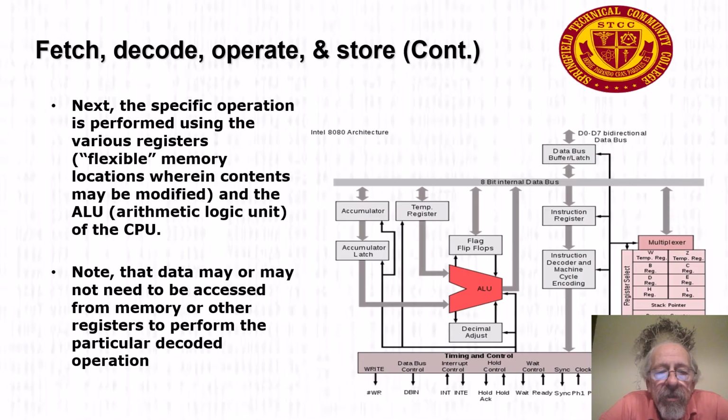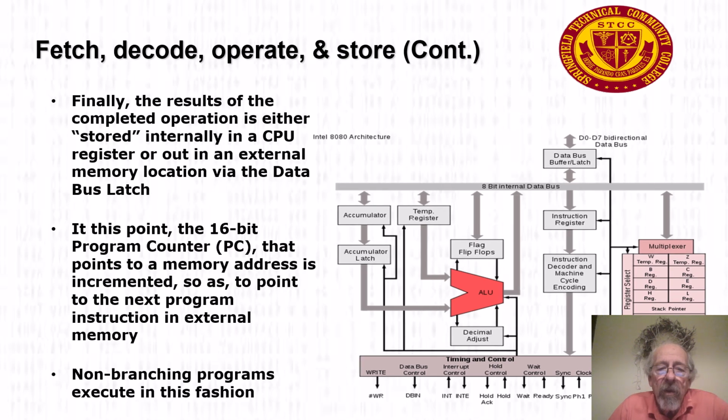Next, the specific operations are performed using the various registers, which again are flexible memory locations wherein contents may be modified, and the ALU, the arithmetic logic unit of the CPU. Note that data may or may not need to be accessed from memory or other registers to perform the particular decoded operation. Finally, the result of the completed operation is either stored internally in a CPU register or out in an external memory location via the data bus latch.